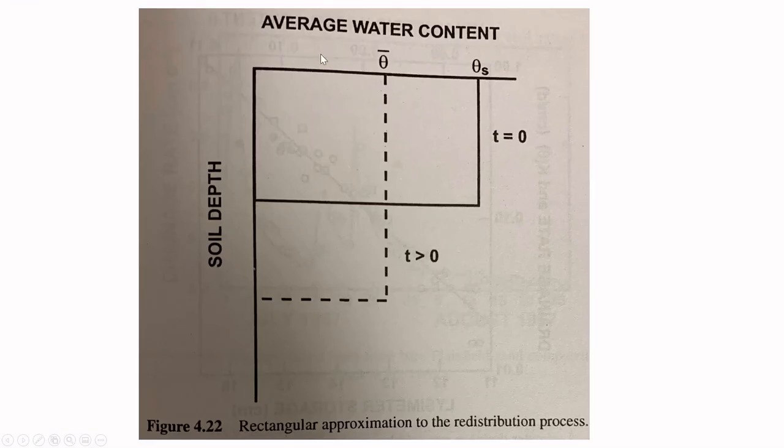Okay, this slide shows a simplistic view of what we have just talked about in the previous slide. Initially you have this amount of water, but as time continues to increase, you stop the water. If you stop the water from coming in at the top, as time continues, the same volume of water will still move down into the soil, but it will be redistributed from this shape into this dashed line shape. Okay, so figure 4.22 refers to the rectangular approximation to the redistribution process of water infiltrating into the soil.